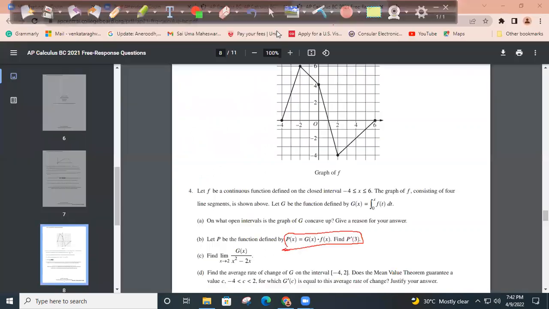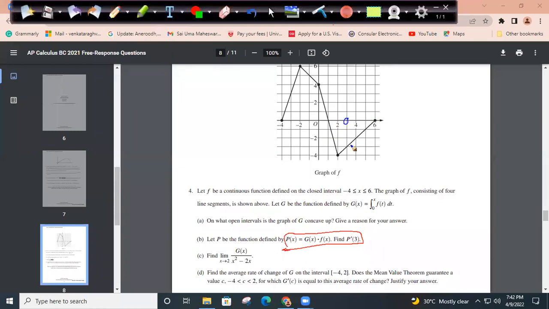Now, if I see the function f of 3, everyone in the class will tell me, boss, Venkat, don't waste your time, f of 3. When x is equal to 3, what is the value of the function? It is minus 3. So f of 3 value is minus 3. So simple. Everyone is able to identify that.